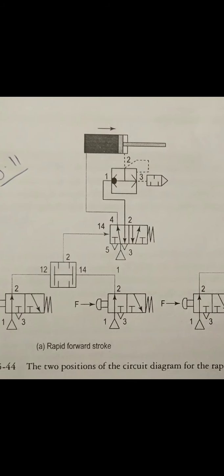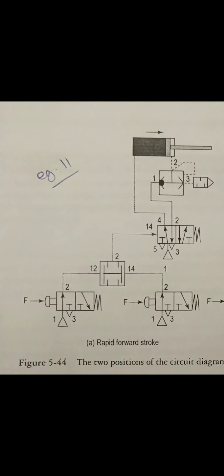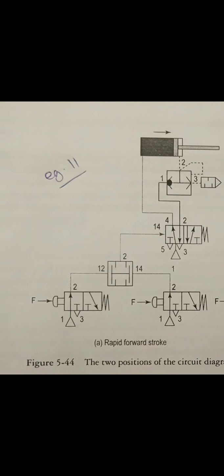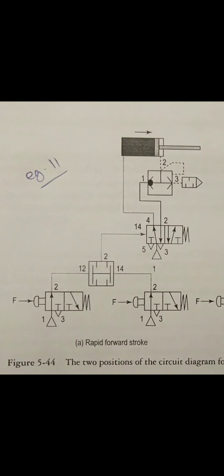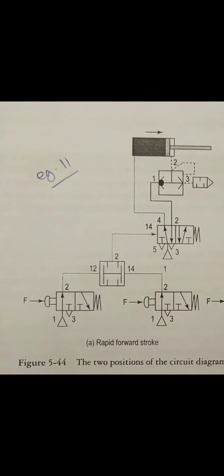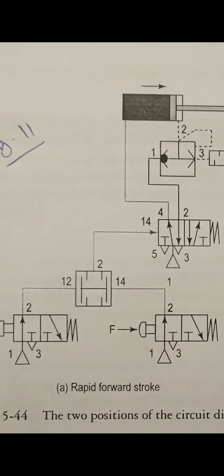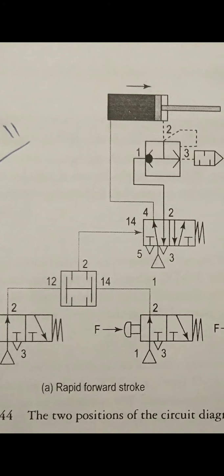So in rapid forward stroke, what happens? We are applying the push button to both the 3x2 DC valves. So both will be connected, with pressure port 1 to working port 2. It will give a signal to the pilot ports 12 and 14, and as this valve gets the signal at 2, it is passed to port 14 of the pilot valve, right?